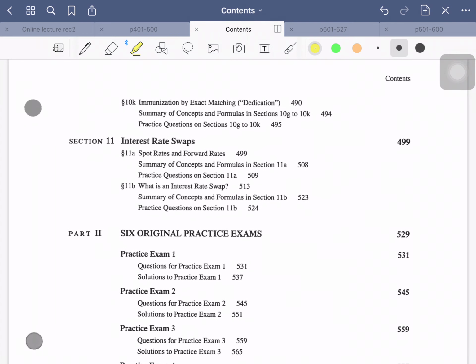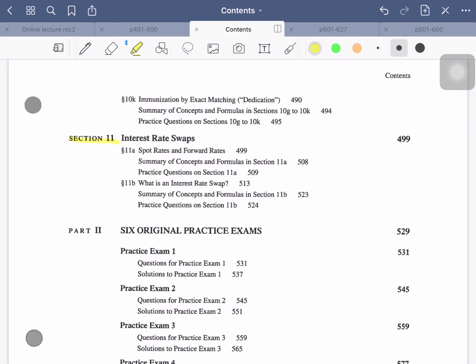And how about chapter 11? Chapter 11 has two concepts. One is spot rates and forward rates. We can make a contract for a future bond or fixed income products in the future. Maybe the contract may start 1 year after the present. So that is the topic for chapter 11a.